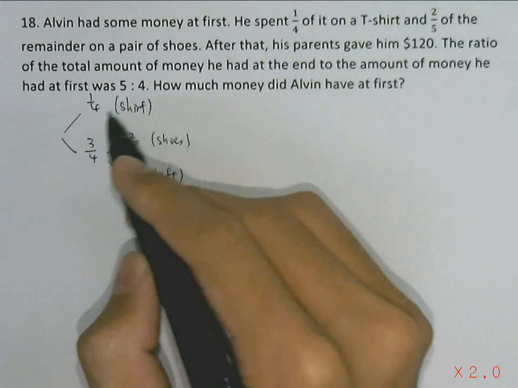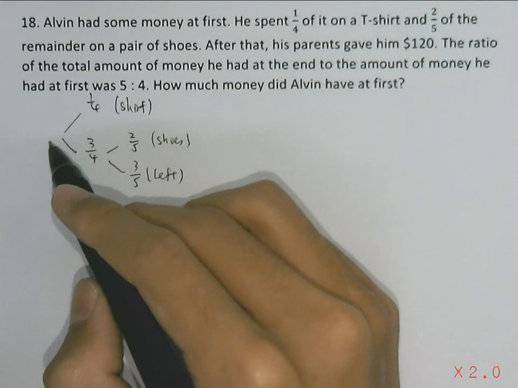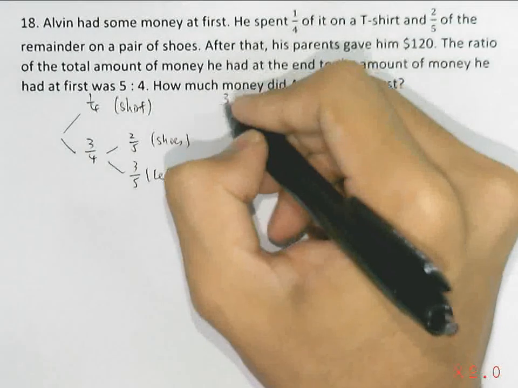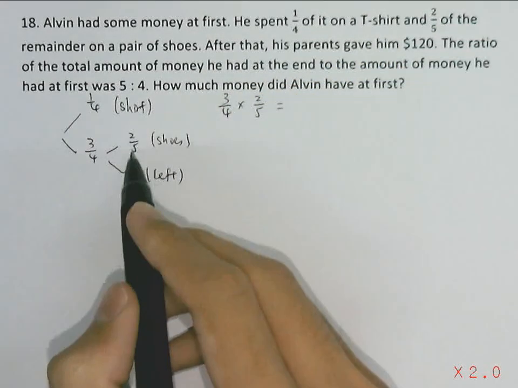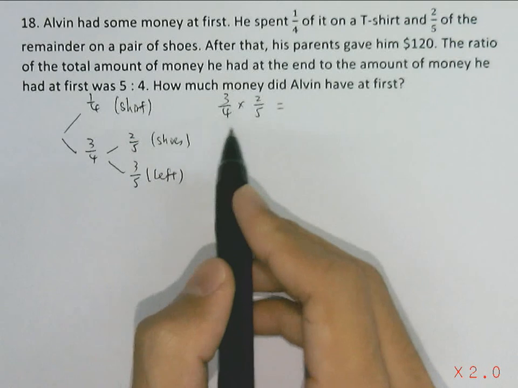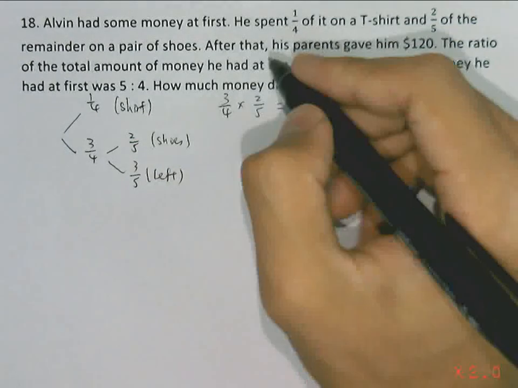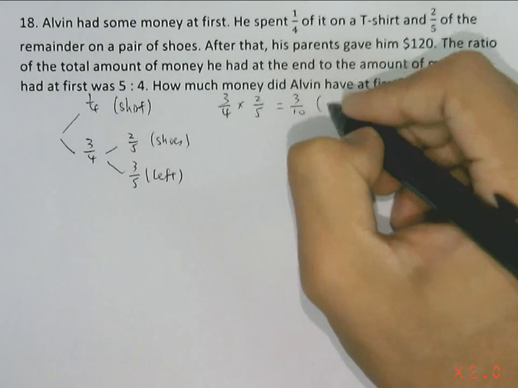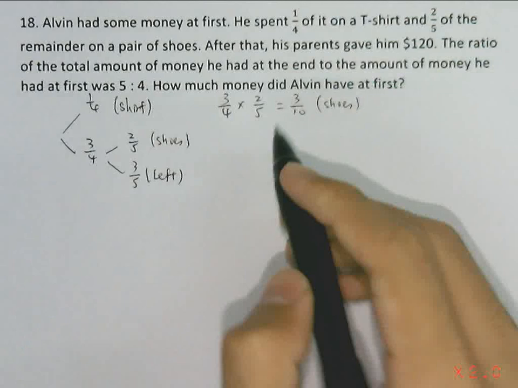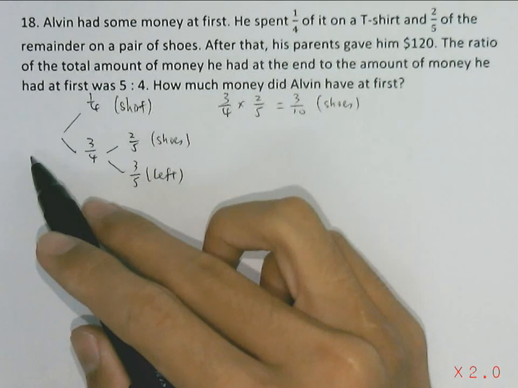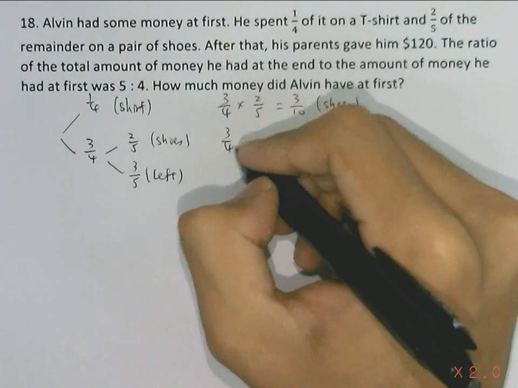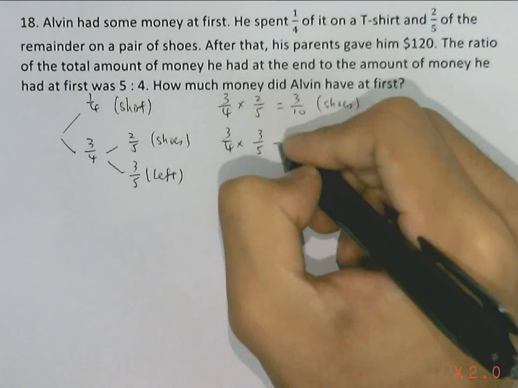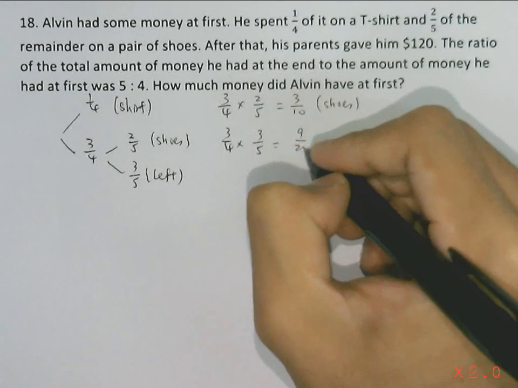So for the t-shirt, he spent 1/4 of the amount of money he had. For the shoes, we have to find out what fraction of the money he had that he spent. So there will be 2/5 of 3/4. Multiplying them together, we're going to have 3/10, which is spent on the shoes. 3/10 of his original amount of money spent on the shoes. For the amount of money left, that will be 3/4 multiplying by 3/5, giving us 9/20, which is the amount of money left.